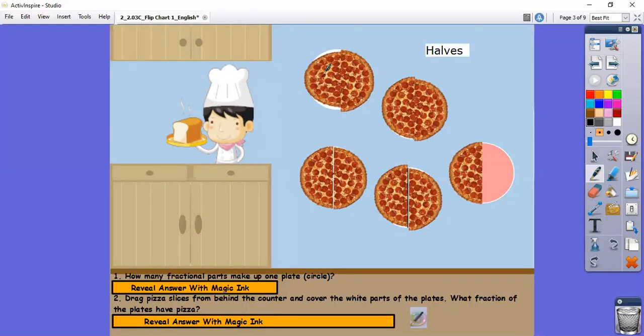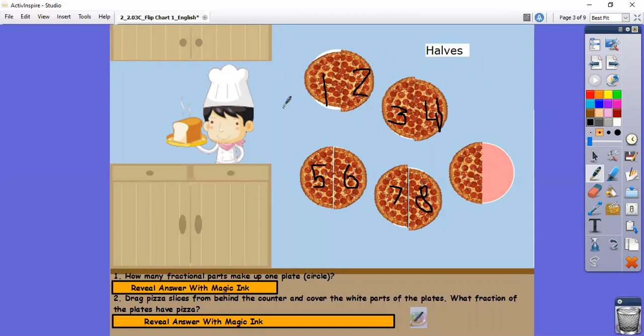So I'm going to start by counting how many halves I have. Let's go through. 1, 2, 3, 4. Miss Austin misses her pens from school. Whoops, so it's a funny looking 4, but it's a 4. 5, 6, 7, 8. So I must have 8 halves.